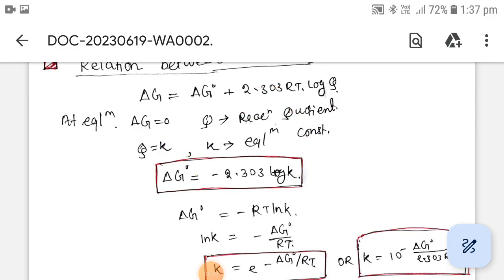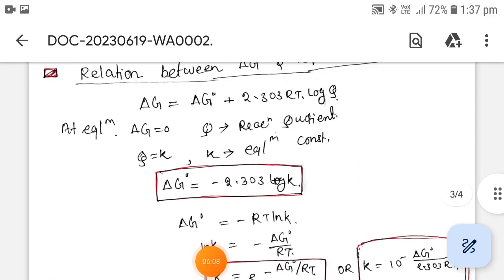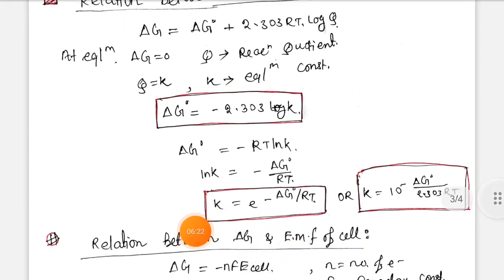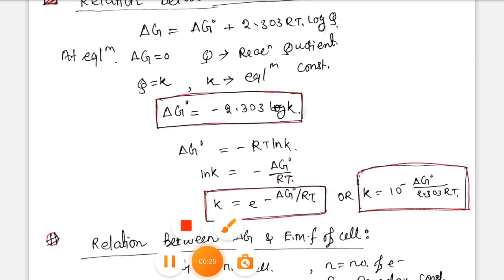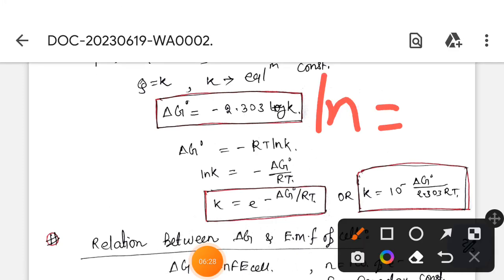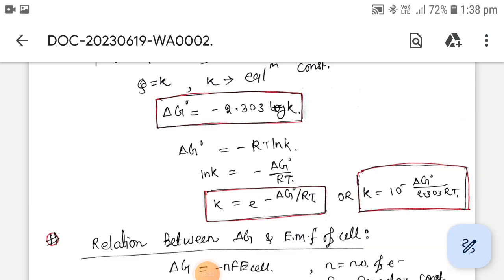Okay. So next, at equilibrium, delta G is equal to 0. So Q is equal to K, where K is the equilibrium constant. Hence, if we put delta G equal to 0, then delta G naught is equal to minus 2.303 RT log of K. Next, if we take ln K, that is 2.303 log K. If we put this value, K is equal to e to the power minus delta G 0 by RT, or K is equal to 10 to the power minus delta G 0 by 2.303 RT. These three equations are very important for numerical problems.